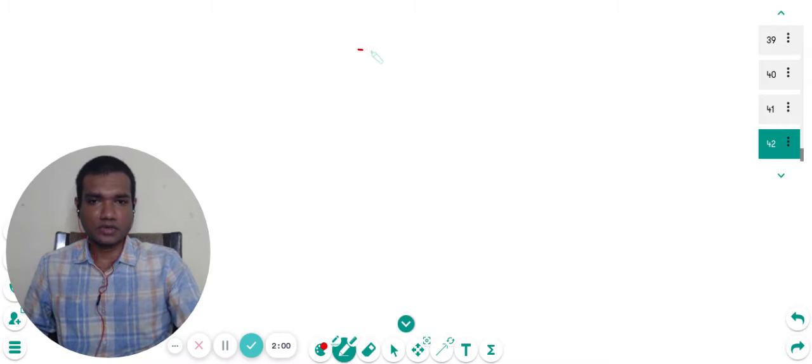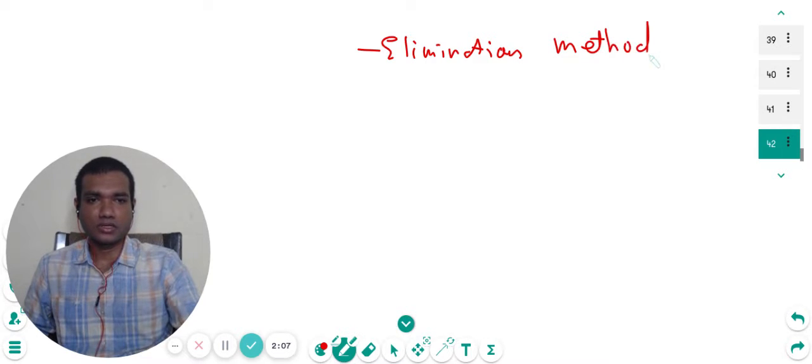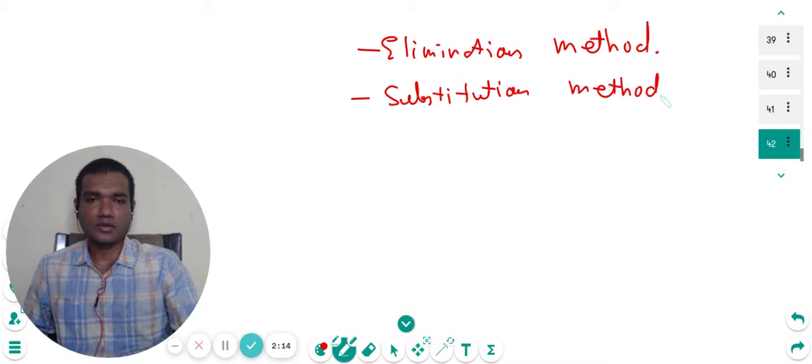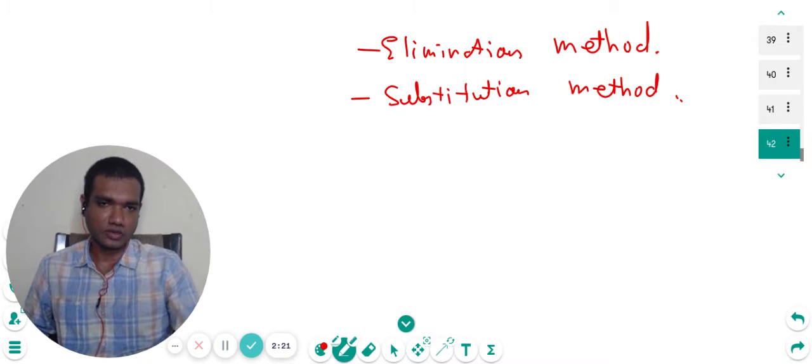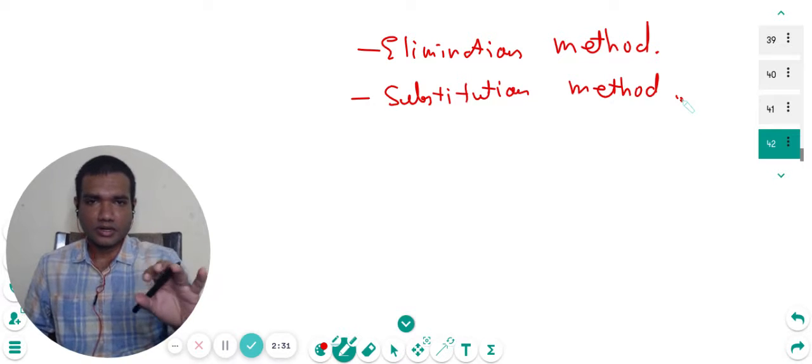Let me just write it again. We have the elimination method, and we also have the substitution method. When we talk about the substitution method, what we do is we make one of the variables the subject and we substitute it in another equation to get the value of that variable, and then we can also find the value of the remaining variable. So that's the substitution method. But right now, let's focus on the elimination method.